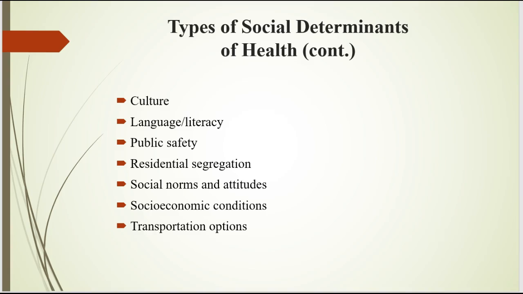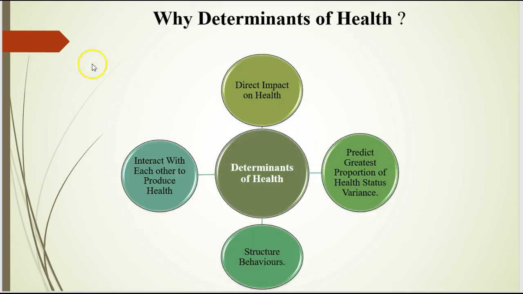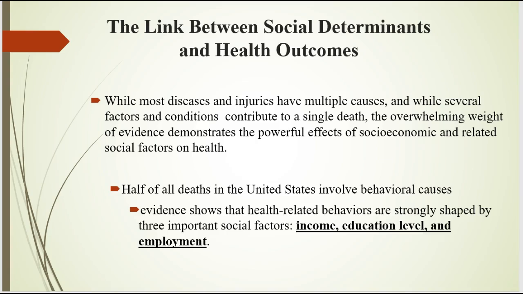All right, so now I'm going to jump to slide 17. Why determinants of health? Here is just a little illustration of the impact determinants of health have on different health outcomes. It has a direct impact on health, interacting with each other to produce health, structure behaviors, and determinants of health actually predict the greatest proportion of health status variance when we're looking at the link between social determinants and health outcomes.